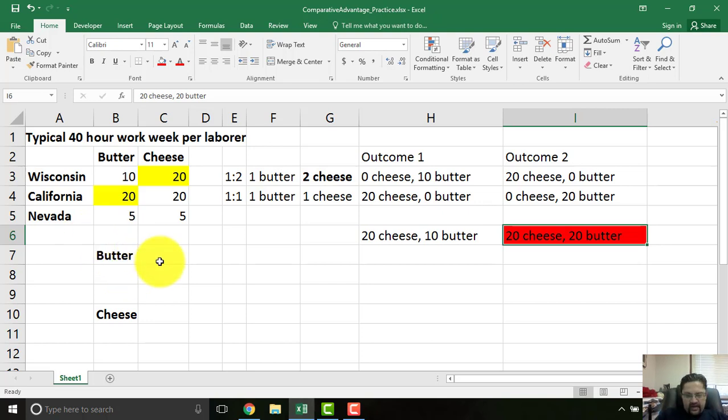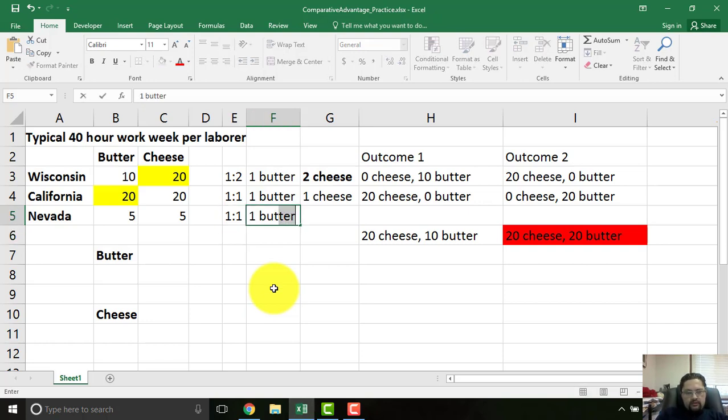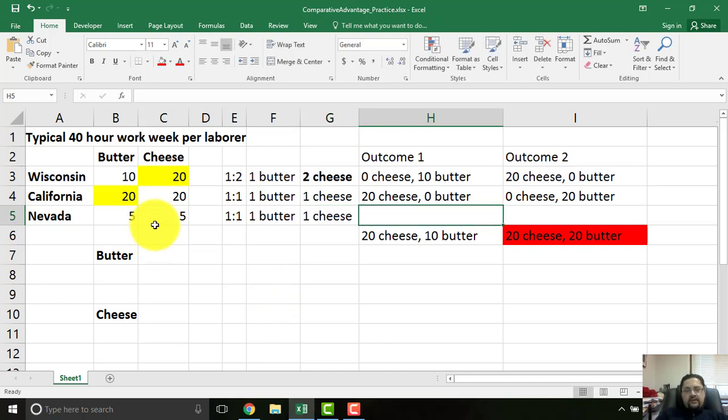Now, if we were to look at Nevada, Nevada also has a 1-to-1 ratio. They've got 5 over 5, which is a 1-to-1. So they would produce 1 butter and 1 cheese. Under their outcome, if we had them produce cheese, the best they could produce is 5 cheese. The best they could produce is 5 butter. So that's nice, that's useful. But what we really care about here are these big dogs. We don't want to mess these big dogs up.